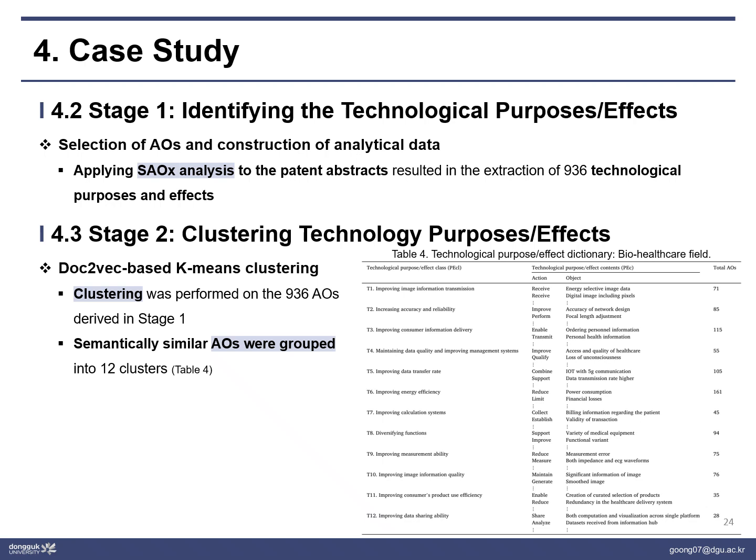SAOX analysis is applied to the patent abstract to extract the technological purpose and effect. Then clustering is performed and 12 AO groups are identified.